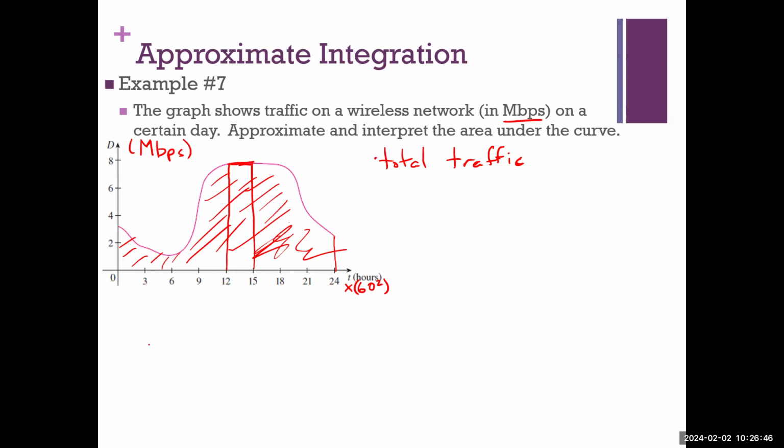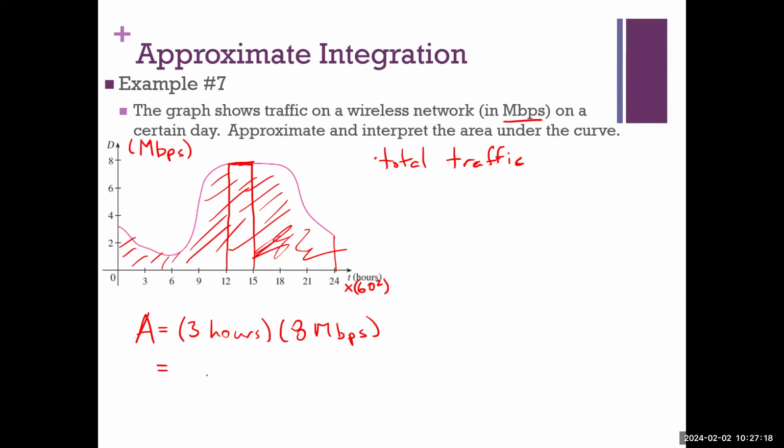If I were to find the area of this rectangle, let's actually find a number for it. What would the area of this rectangle be? What's that? 24. 24? How'd you get that? 3 times 8. 3 times 8. Okay, so let's be clear about the units. 3 what times 8 what? 3 hours times 8 megabits per second.